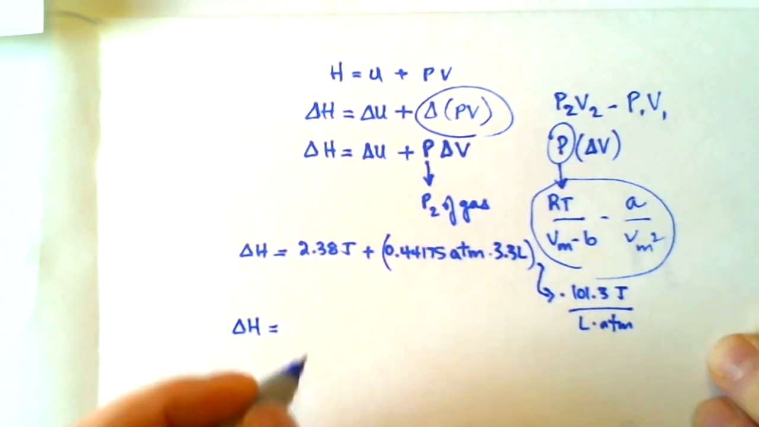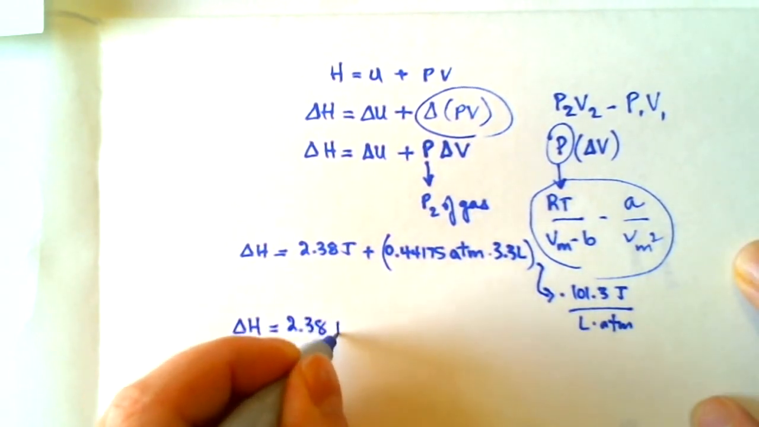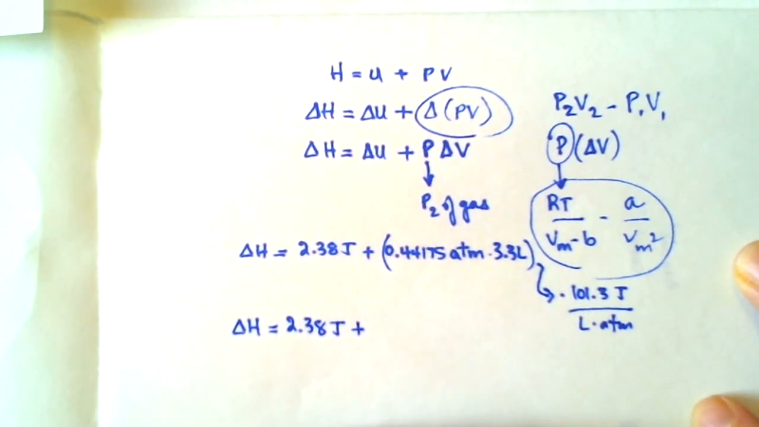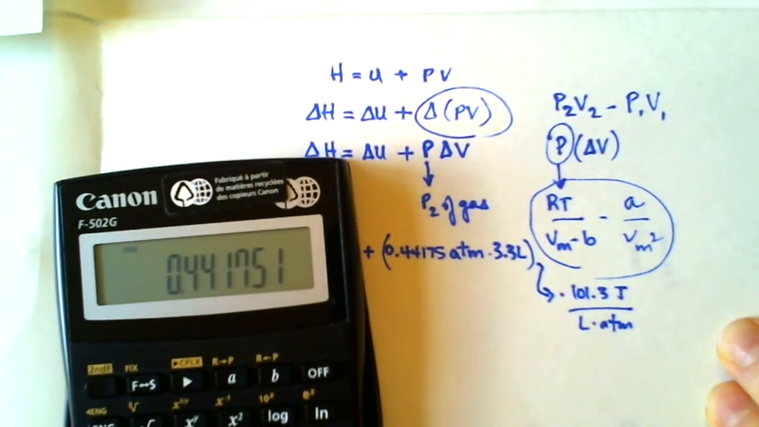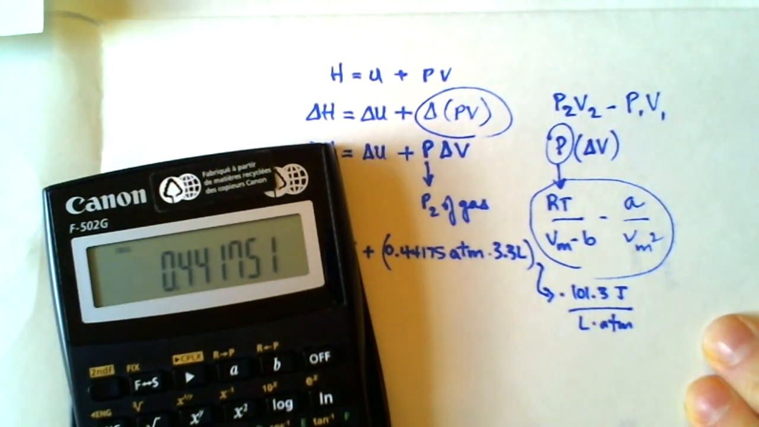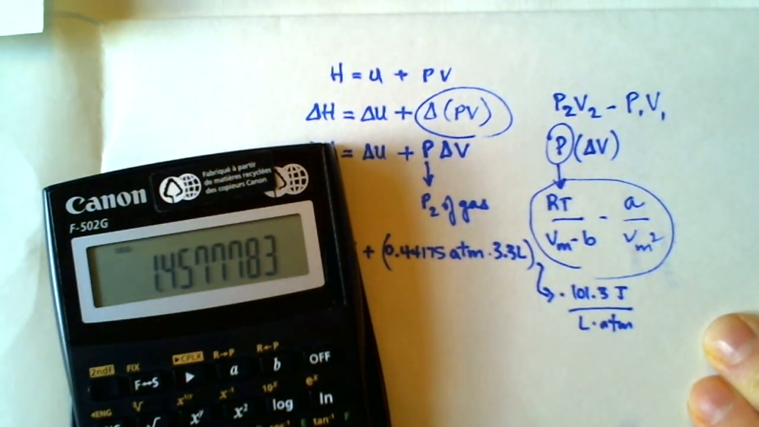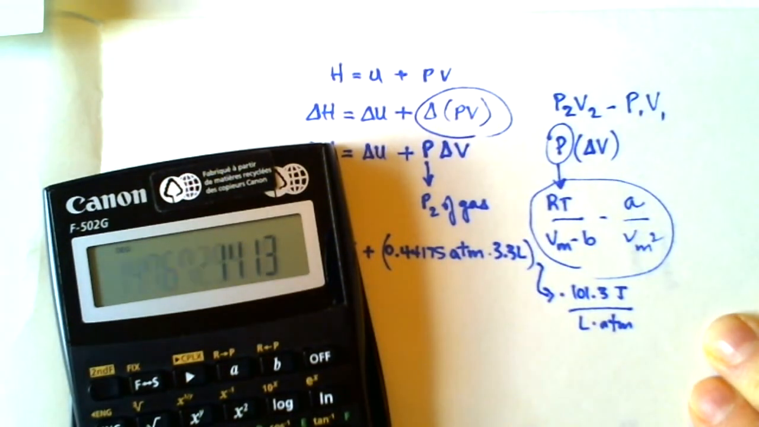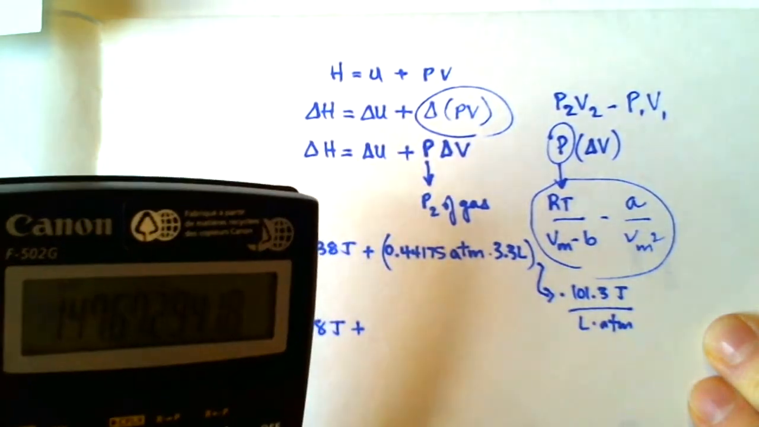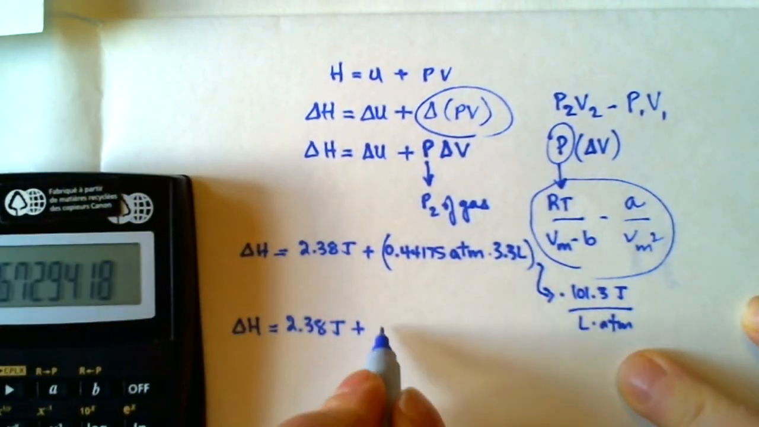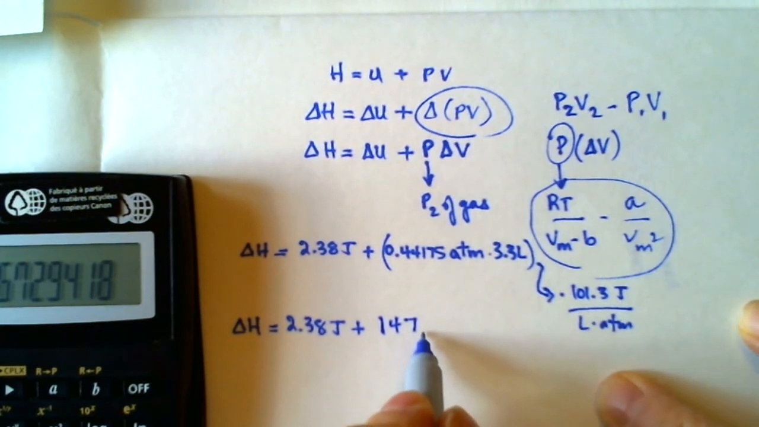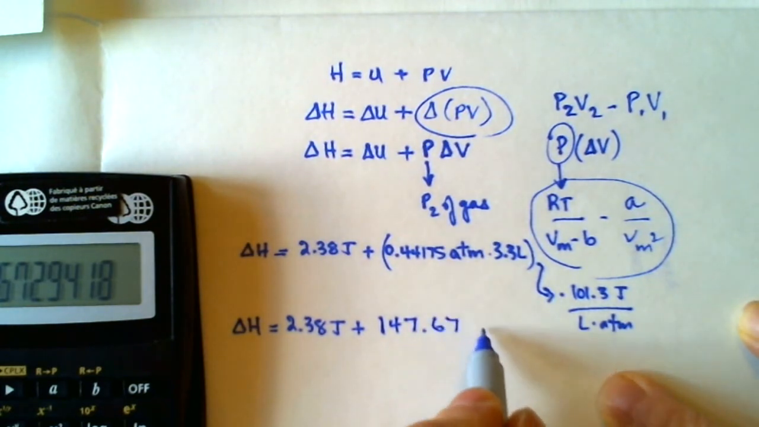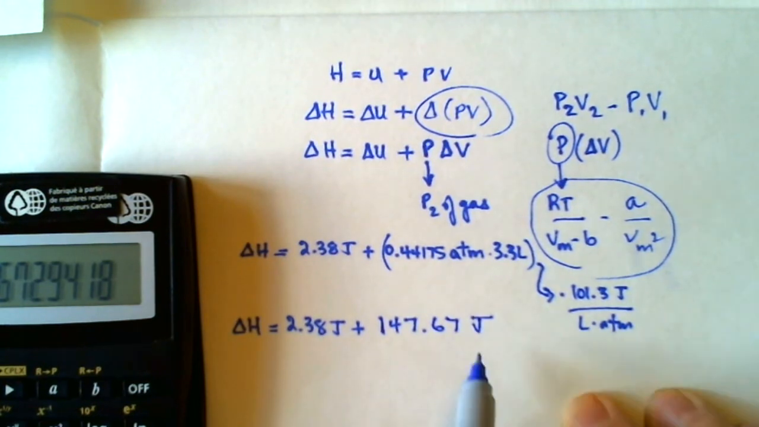So delta H is equal to 2.38 joules plus, so we had 0.44175, keep going with it, times 3.3, but that's liter atmosphere, so times 101.3, and we have this, 147.67, joules.